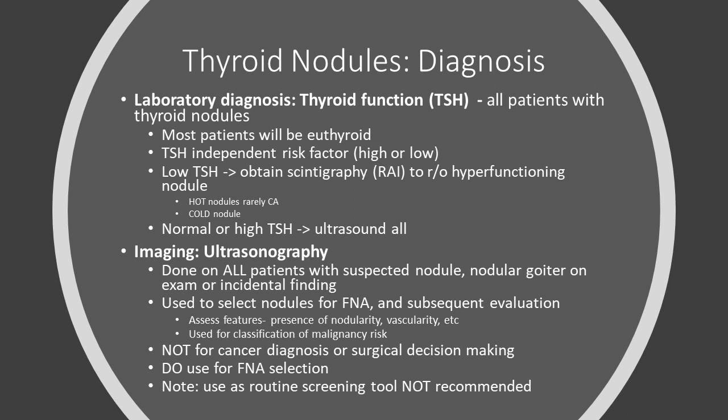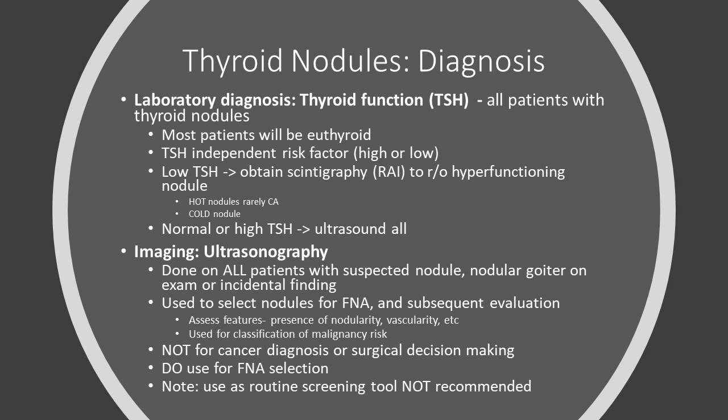TSH is an independent risk factor. So you can have a hot or a cold nodule. Cold nodules are always suspicious for being cancerous, and a hot nodule, which is kind of counterintuitive, as I would think that cancer proliferates quickly and should be hot. No, cancer is rarely productive. Okay, just keep that in mind. If you get confused, if you see that on a test or something.